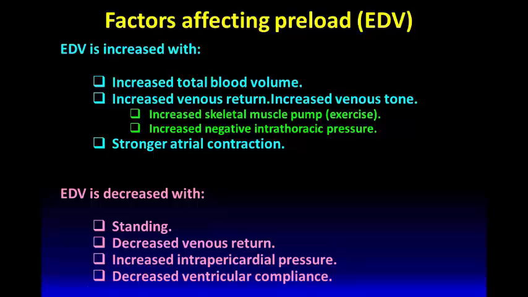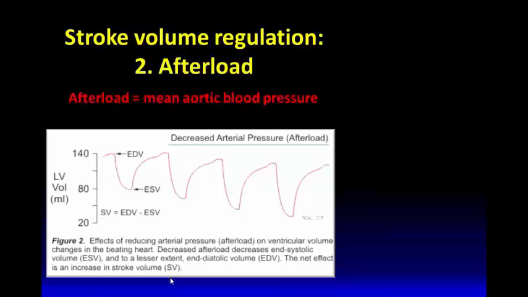Like, for example, when there is increased intrapericardial pressure, or when there is decreased compliance of the ventricles. So we have finished then with the detailed description of how the preload affects the stroke volume and the cardiac output. And let's now describe how the afterload affects the stroke volume and the cardiac output.